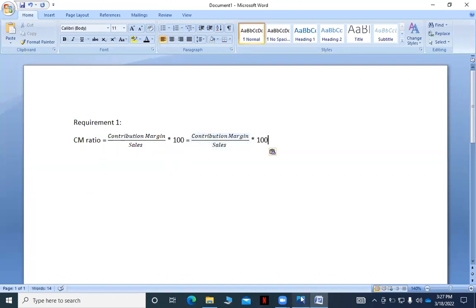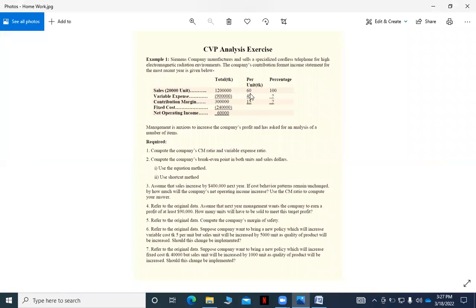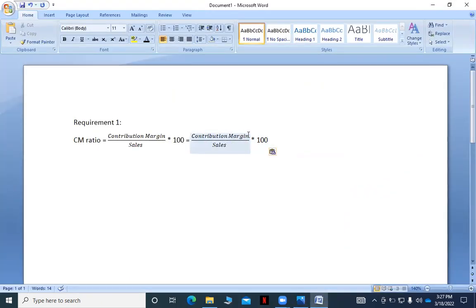Okay, now let's write from the question what the contribution margin is here. If you see the question, here our sales is 60 and variable expense is 45. So 60 minus 45, that means our contribution margin is 15. So 15 is our contribution margin and 60 is our sales value. So write according to the question, 15 divided by 60 multiplied by 100. Okay, then how much do we get? How much percent is it? 25%.